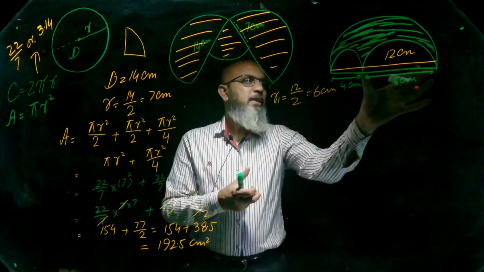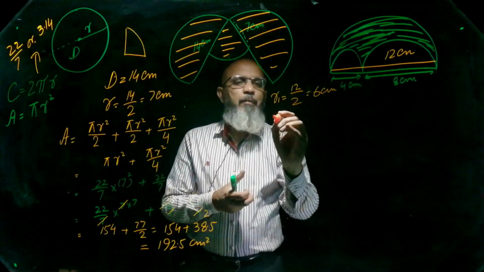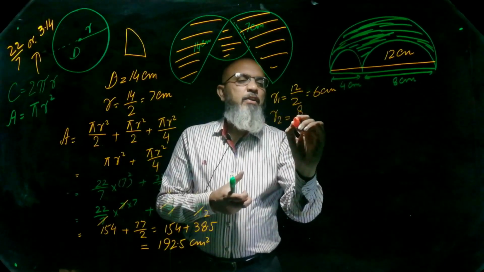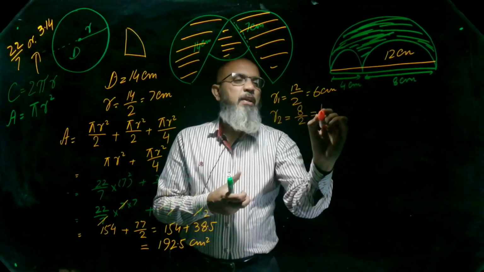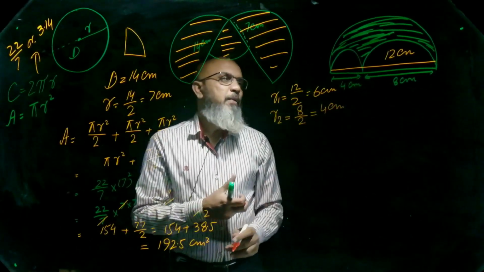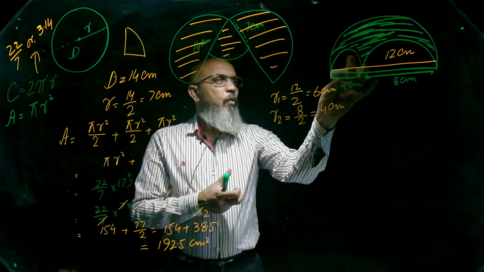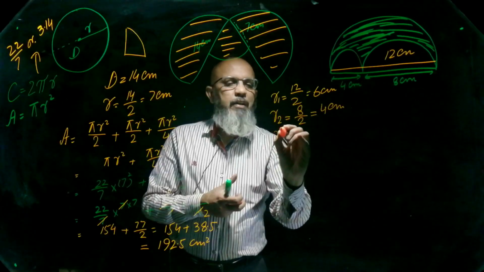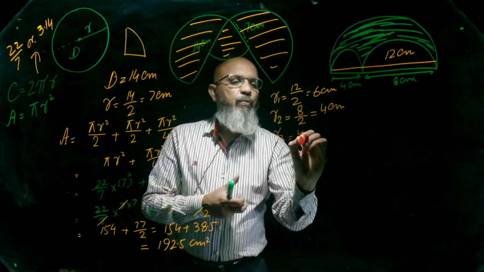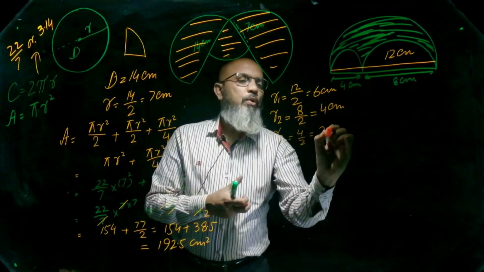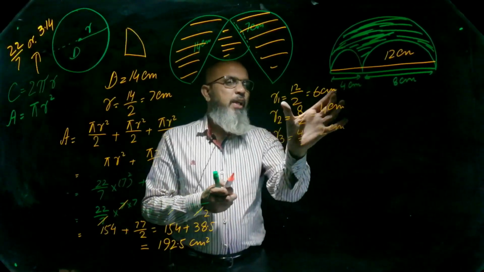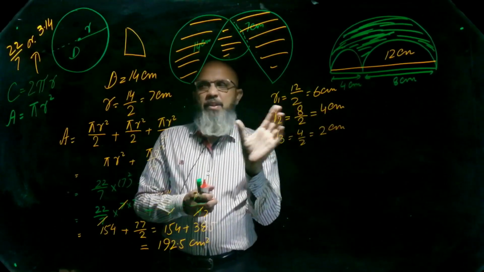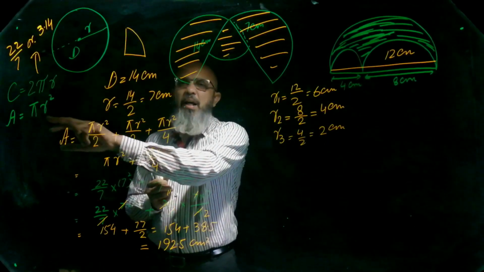Now I have another circle with diameter 8 centimeter. I call its radius R2, that is 8 divided by 2, so we will get 4 centimeter. Now we have the third circle with diameter 4 centimeter. I name it R3. It means 4 over 2 is equal to 2 centimeter. Now we have 3 radii, right? And when we are going to find the area of a circle, we need radius, pi r square.